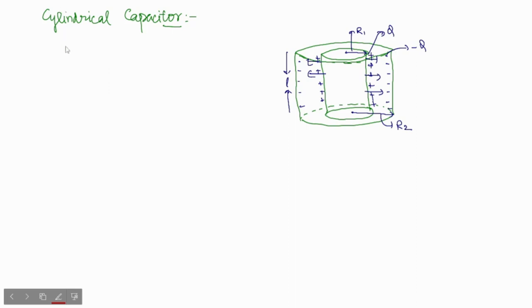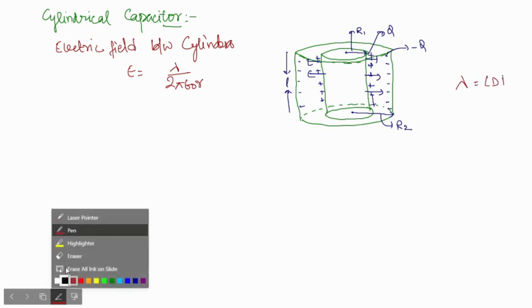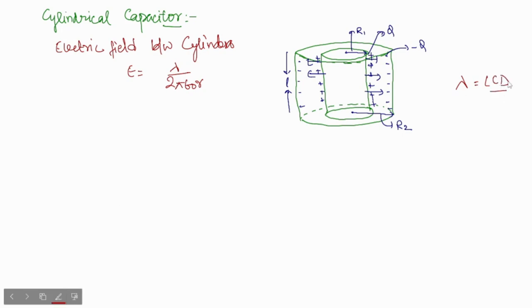Now if you see, electric field between the cylinders will be what? I have told you in electrostatics you have found that electric field due to a hollow cylinder will be lambda upon 2 pi epsilon naught r. Lambda is your linear charge density, that is q by L. So you can also write it as E is equal to q upon 2 pi epsilon naught r L, right? We have substituted q by L in place of lambda.